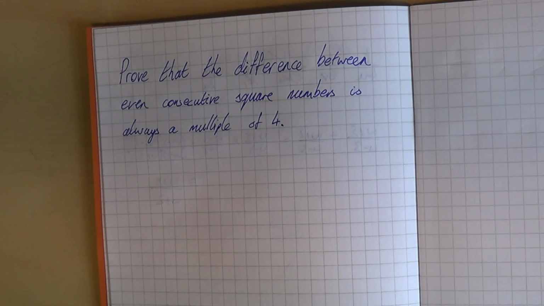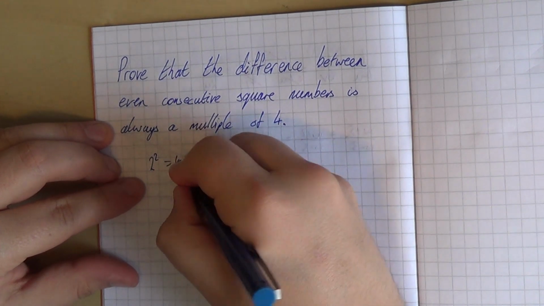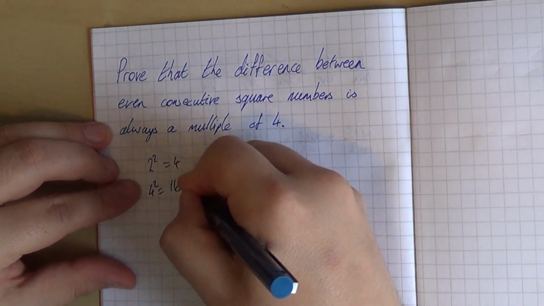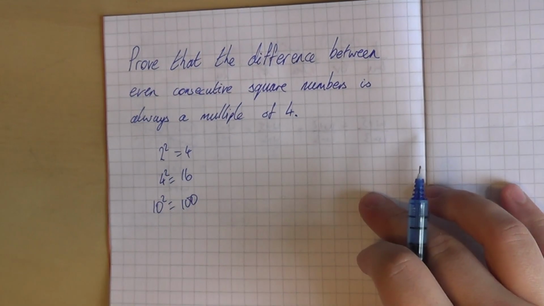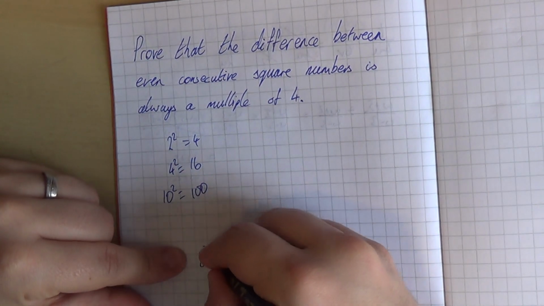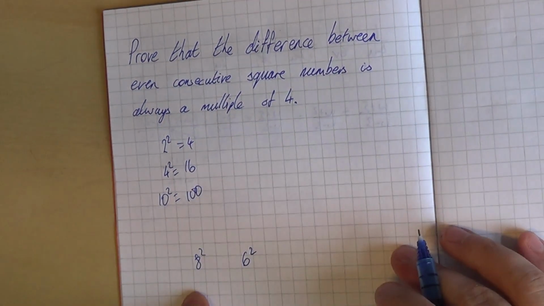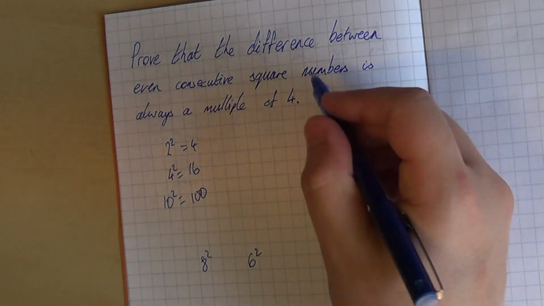Okay, a little bit of proof now. So this question here, we're being asked to prove the difference between even consecutive square numbers is always a multiple of 4. So even square numbers are things like 2 squared, which is 4, and 4 squared, which is 16, and 10 squared, which is 100. And consecutive means after each other, so if I'm going to pick 8 squared, I've also got to pick 6 squared, as those are the consecutive even numbers, 6, 8, the one after the other.